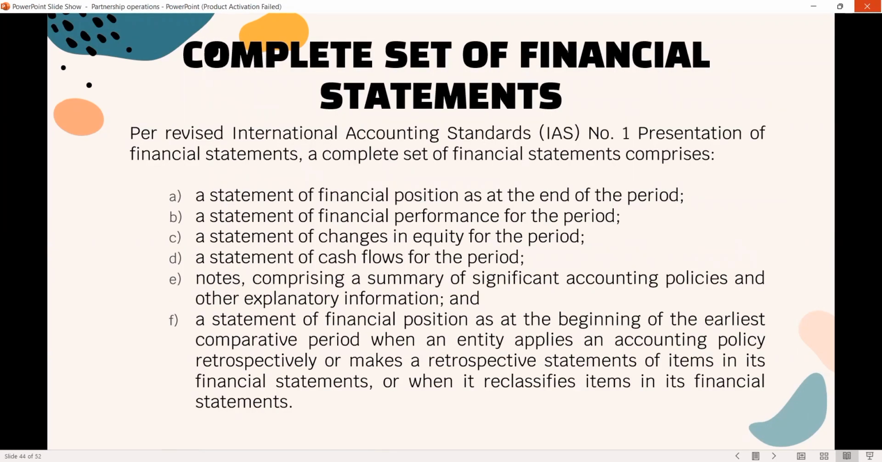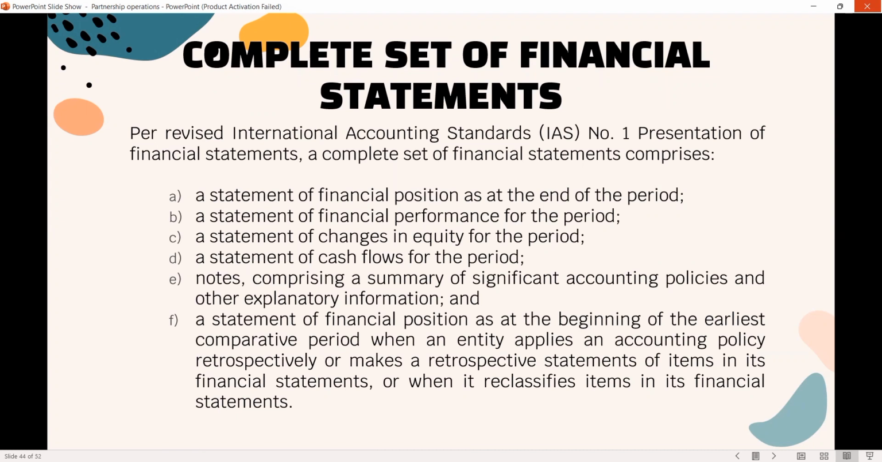So, these are the complete sets of financial statements. For revised International Accounting Standards or IAS number 1, presentation of financial statements, a complete set of financial statements comprises the following. A, statement of financial position as at the end of the period. Next is the statement of financial performance for the period. A statement of changes in equity for the period. A statement of cash flows for the period.